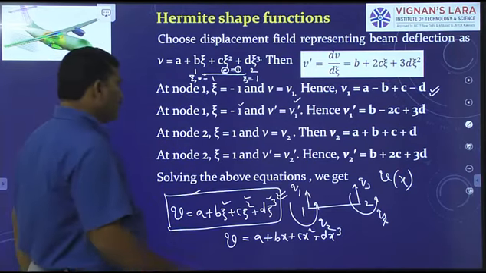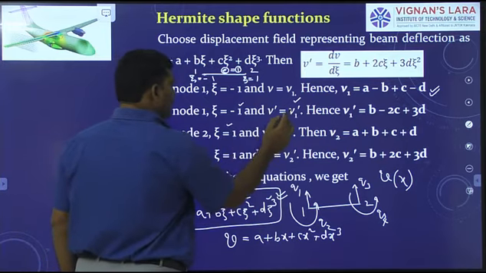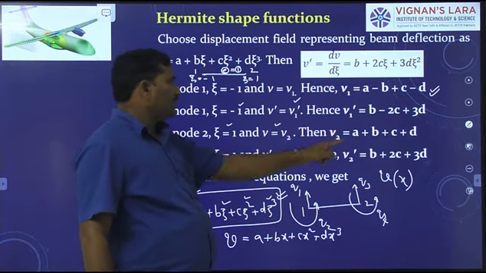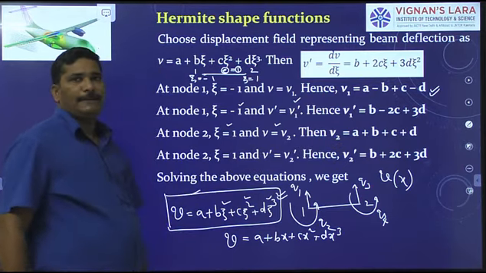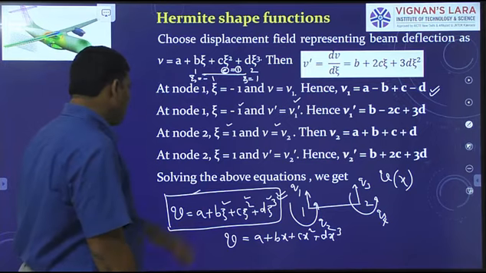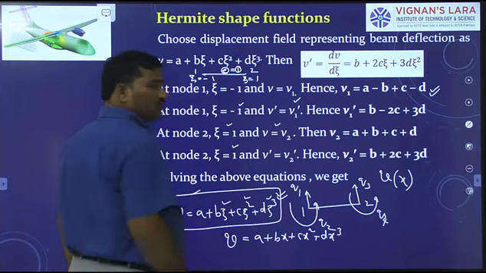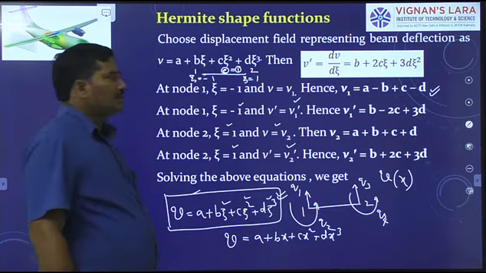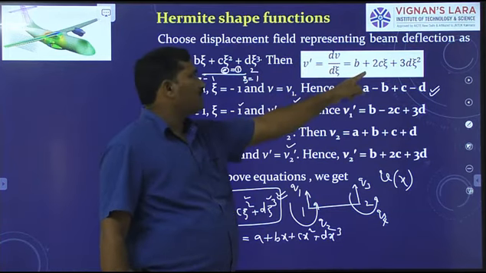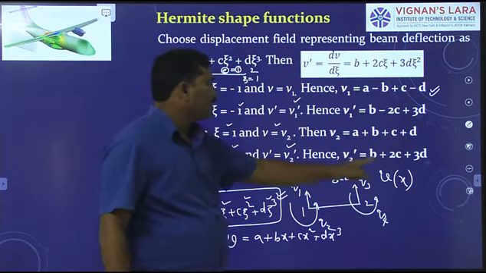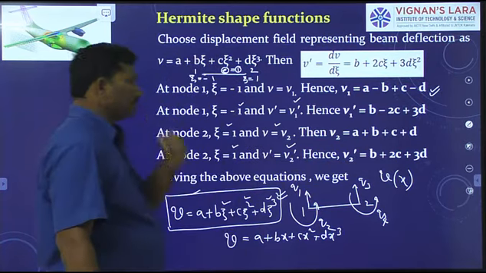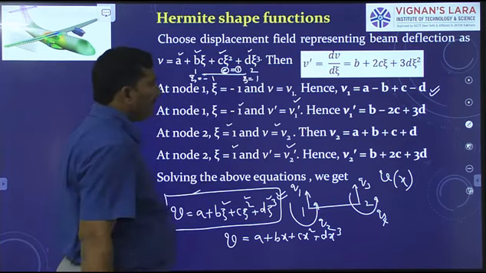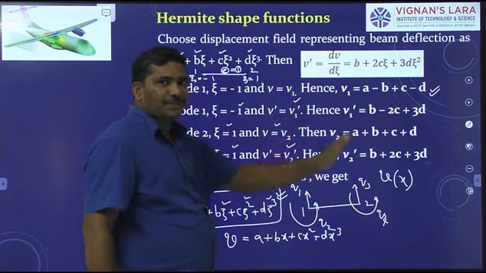Next, third condition. Take node 2. At node 2, J equals plus 1 and V equals V2. Then V2 equals A plus B plus C plus D. Next, fourth condition. At node 2, J equals 1 and V dash equals V2 dash. We have the expression for V dash. Put J equal to plus 1. Then V2 dash equals B plus 2C plus 3D. We have 4 unknown coefficients and we have 4 relations, 4 expressions.